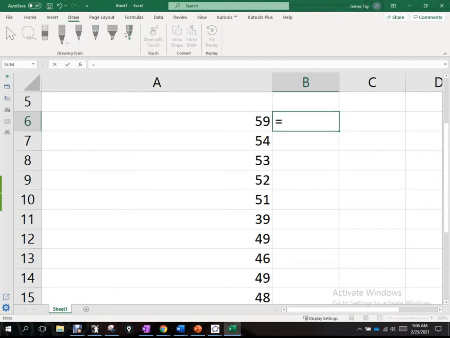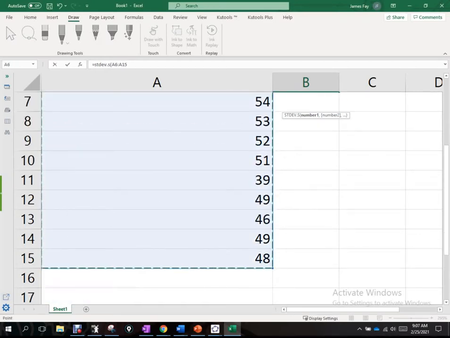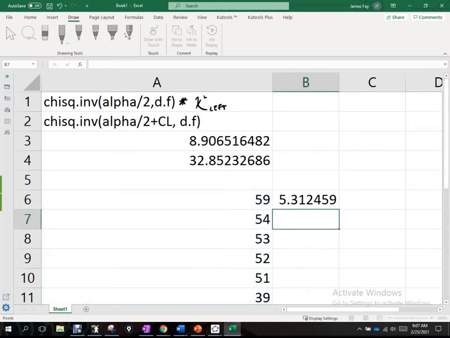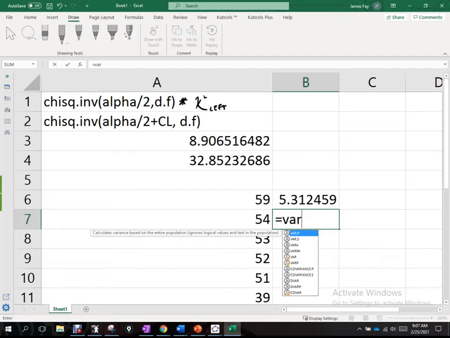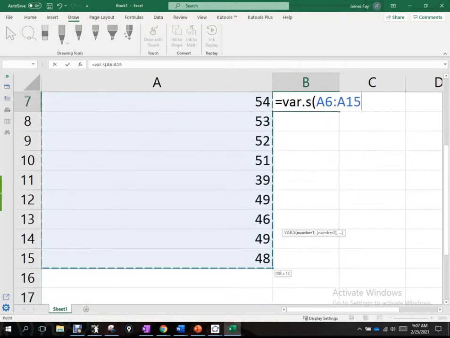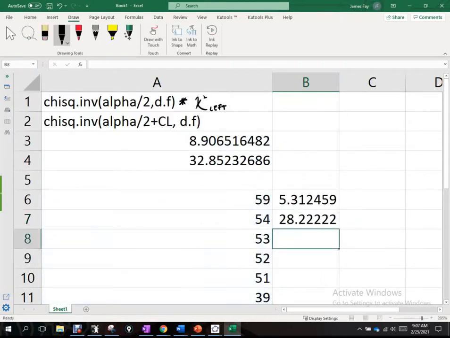But here I'm just going to go equals standard deviation dot S because I have a sample here. I do not have the entire population. And I'm just going to highlight what that list is. Hit enter. So that is my standard deviation. And if you wanted to, if I type in equals, you could type in var.s instead because the variance is s squared. Okay. This number here is that number squared. Does that make sense? Okay.